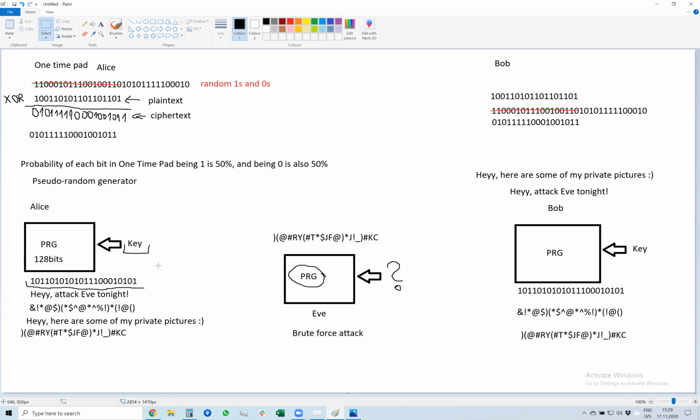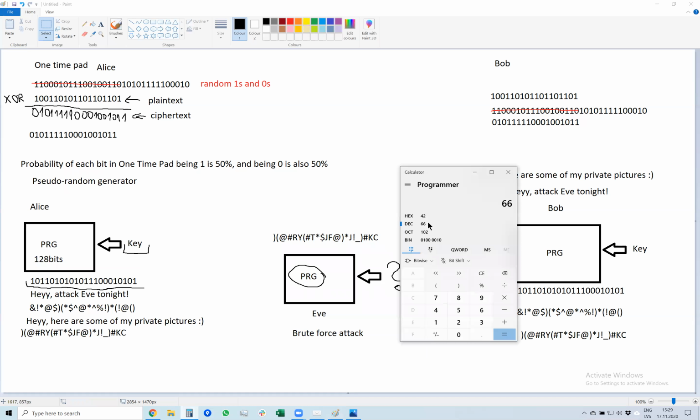But this is why these algorithms are constructed in such a way that the key needs to be long enough that it would take millions of years for all computers in the world today and in the future to cycle through all possible keys and to brute force guess them, right? And I'll just give you immediately today's standard of encryption.